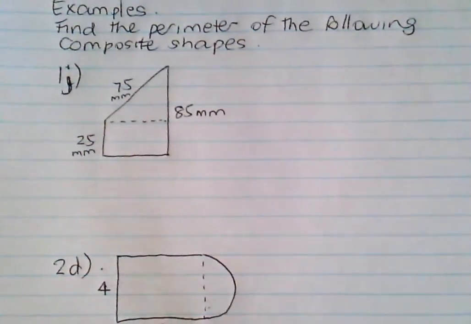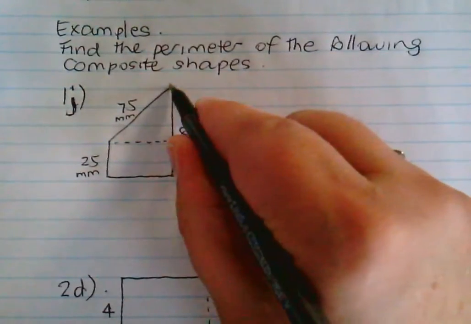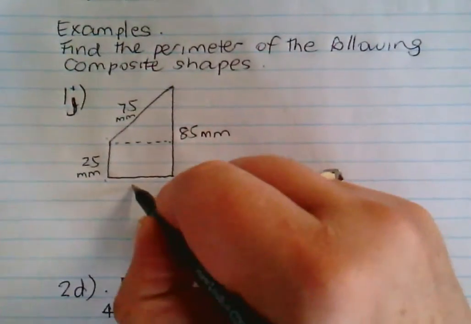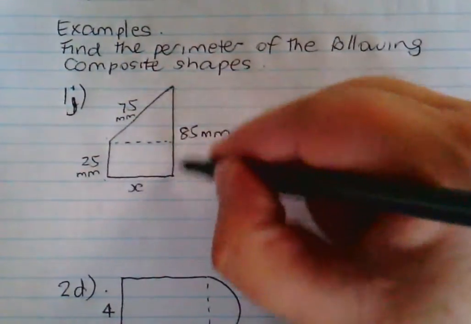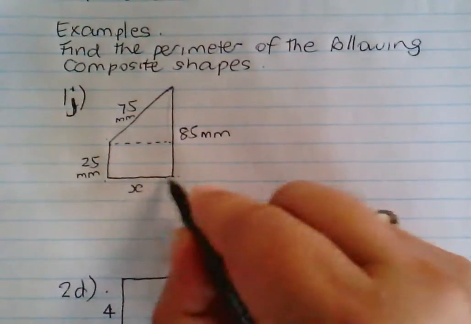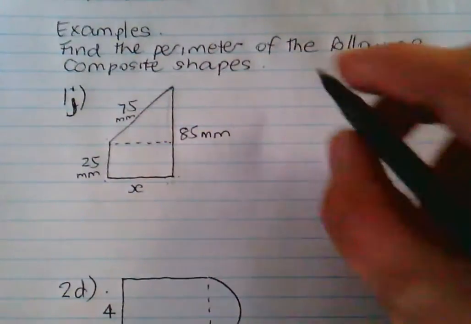This first example: find the perimeter of the following composite shape. So we know that's 75. We know this is 25. The base we don't know. I'm going to call it x. And this whole length here is 85. The problem is I don't know what x is. But I know that x is the same size as this dotted line here.